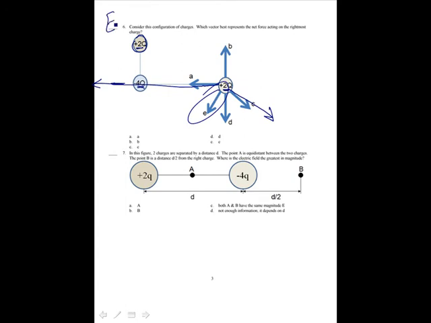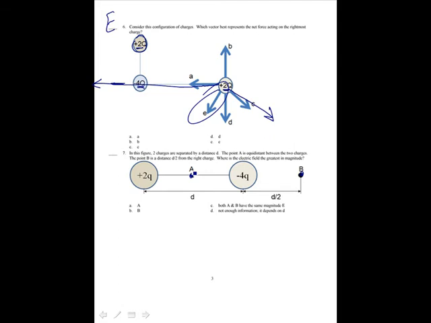In this figure, two charges are separated by a distance d. The point A is equidistant between the two charges. The point B is distance d over 2 from the right charge. So A and B are both the same distance from negative 4q. Where is the electric field greatest in magnitude? So let's just draw the electric field vectors.